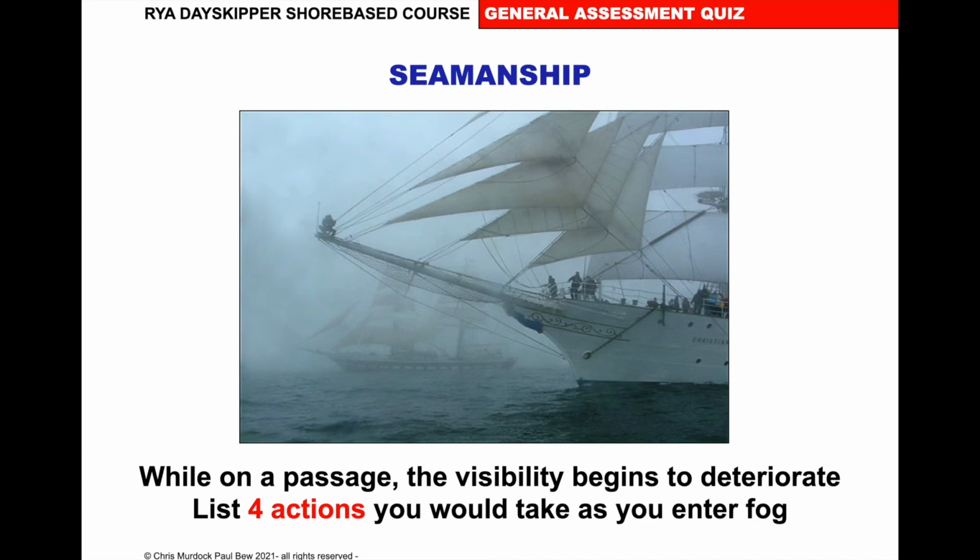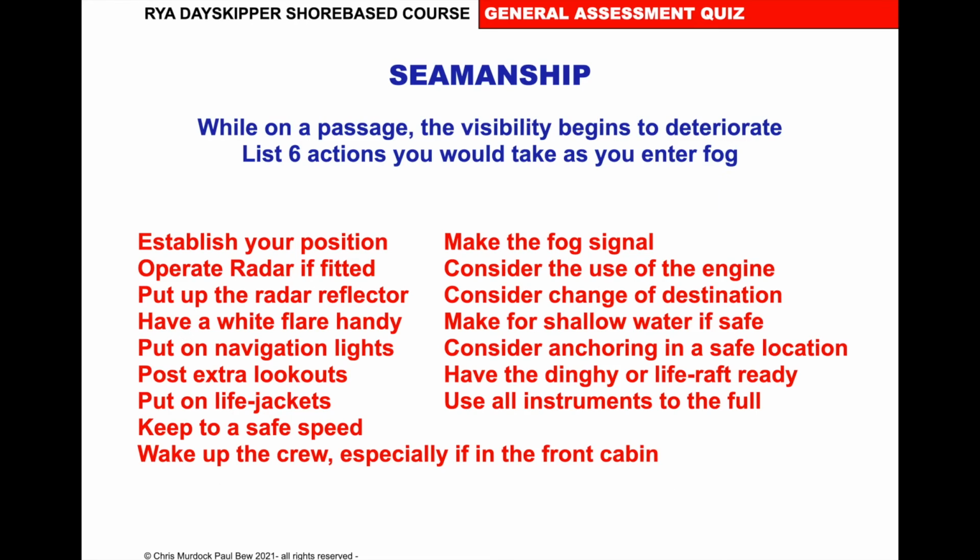While on a passage, the visibility begins to deteriorate. List 4 actions you would take as you enter fog. So you enter fog, what are you going to do? Establish your position, so find out where you are if you don't already know. If you've got a radar, make sure it's on and working. If you've got electrical power on your motorboat, the radar should be on all the time anyway. Put up a radar reflector. That's if you don't have a permanent one. Have your white flare ready. Put on your navigation lights. Put extra lookouts out. Put on life jackets if you don't already have life jackets on. Navigate at a safe speed.